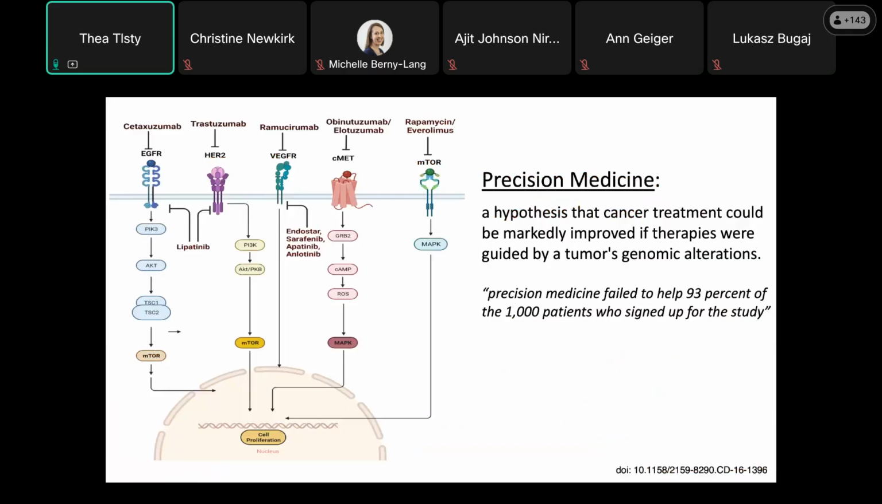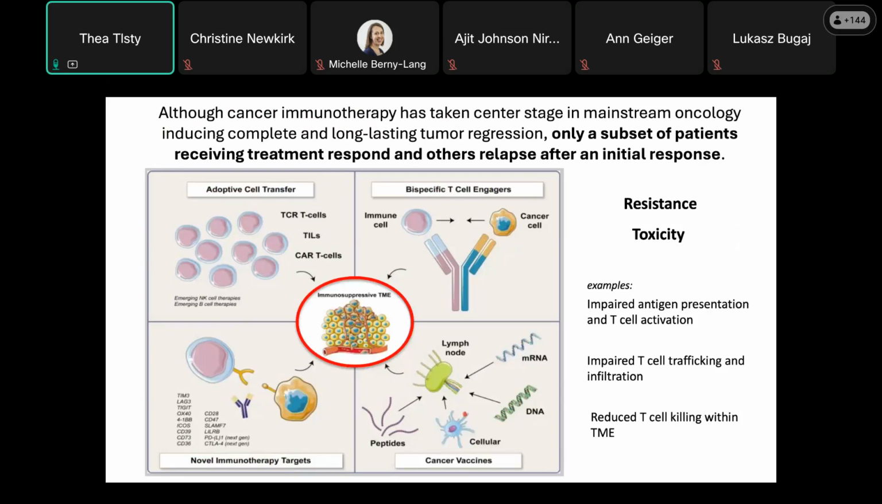The hypothesis is if we can actually identify how to mediate these mutations, we can actually help therapy and control cancer. One of the problems with this is that so far it hasn't quite met its promise. Success rate is about 3 to 8%. This type of approach also informs some of the immunotherapy that's taking place. Currently, only a subset of patients receiving treatment respond, and some that do respond often relapse after an initial response.